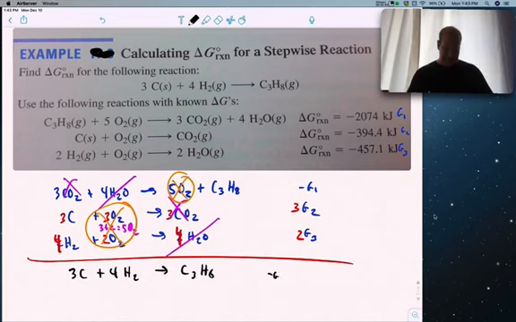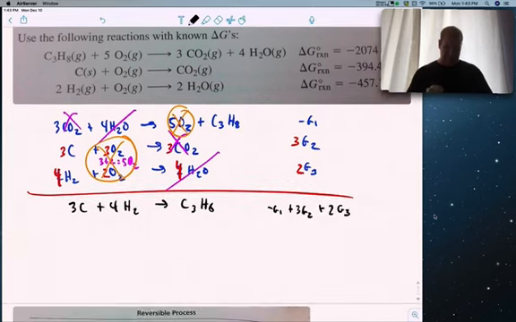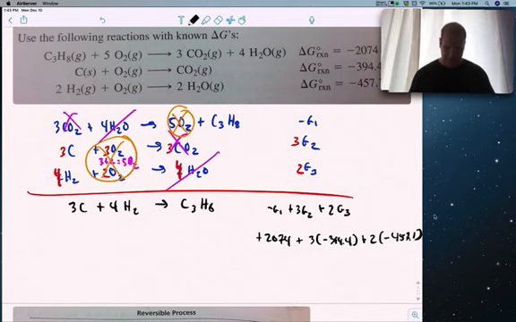And we have minus G1 plus 3G2 plus 2G3. So let's just plug in the numbers. We have positive 2074, sorry, 2074 plus 3 times minus 394.4 plus 2 times minus 457.1. Then we put that in our calculator. Solving it, we get negative 50.4. So that's how I do a recap with this one.